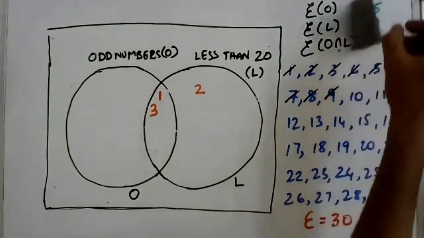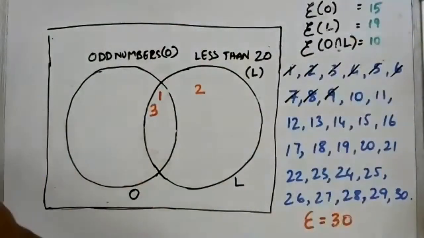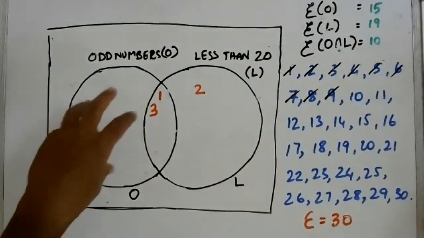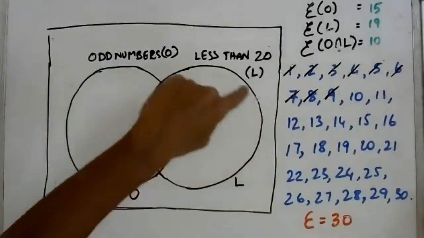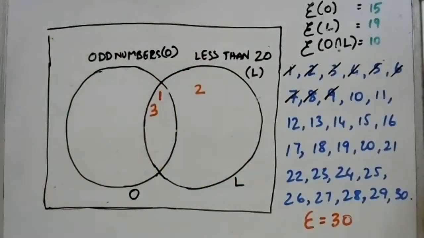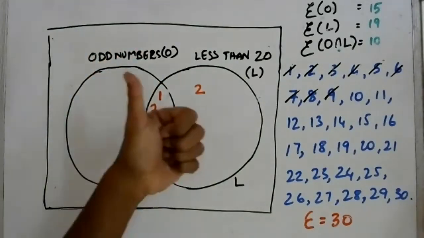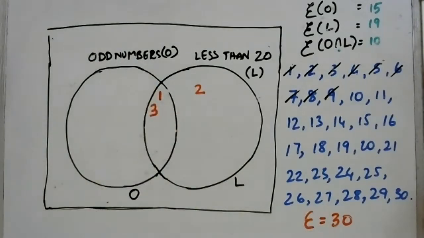So the answers are, and you can verify it for me, the number of elements in the odd number set, whole thing, will be 15. The number of elements in the less than 20 set will be 19, and the intersection part, there will be 10 elements. So if you got it right, good for you. If you didn't get it right, then check where you went wrong. Okay, so we can move on to the next activity now.